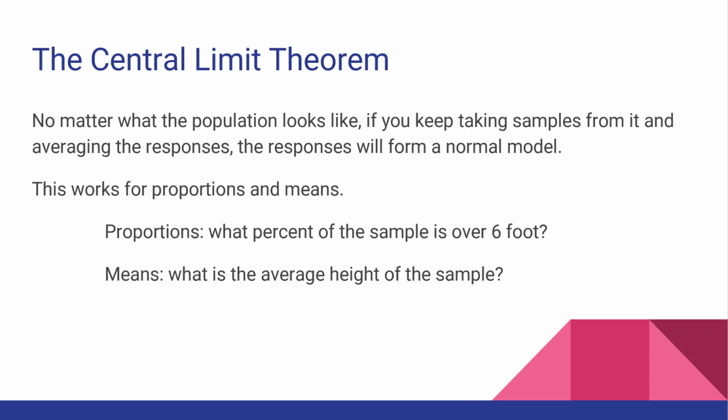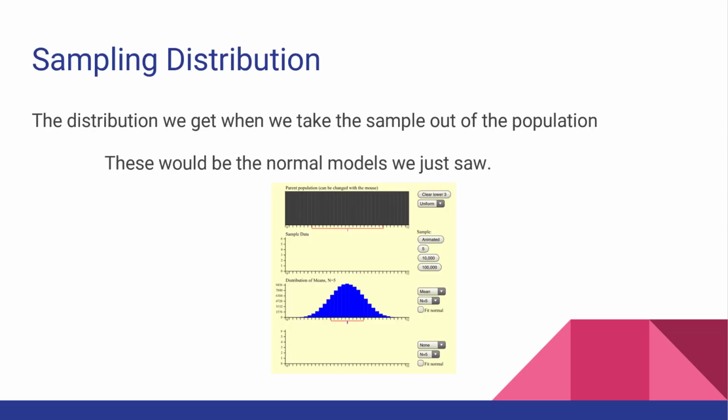So if 40% of the college campus is in favor of the new vending machines, and then we take 50 people out and sample them about whether they're in favor of it, if we keep doing that over and over again, we will get a distribution that's centered around 40%. The sampling distribution is the distribution that we get when we take samples out of the population, and that would be all of the normal models that we just saw.